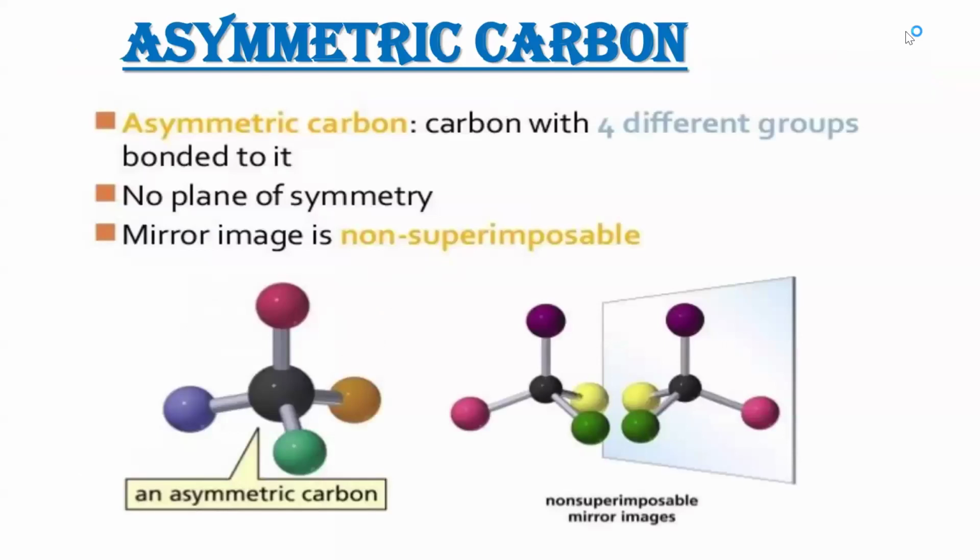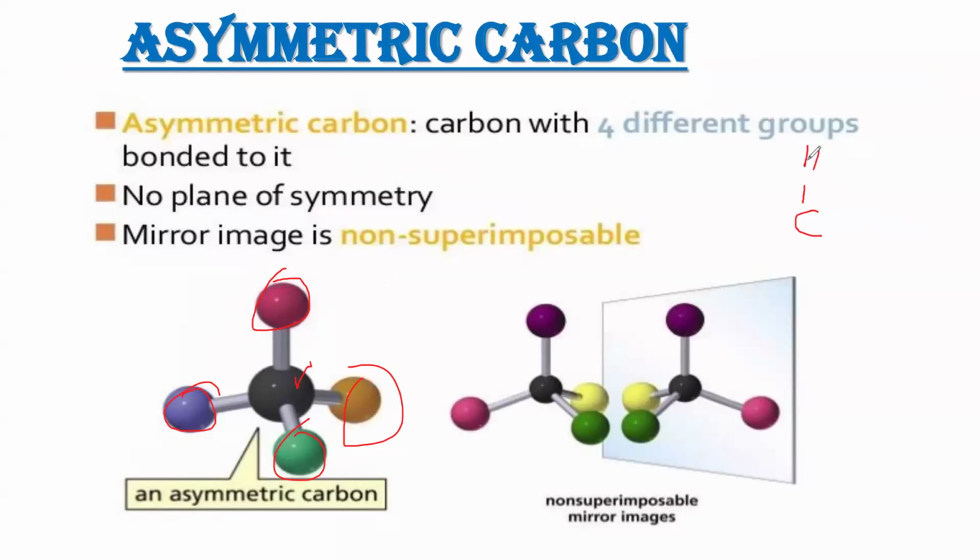So now we are starting with asymmetric carbon. What is asymmetric carbon? Whenever we say asymmetric carbon, it means it's a carbon that has 4 different groups attached to it. Let's assume here is our carbon. From here, you can see that the color here, the color here, the color here, and the color here are all different. That is to tell you that all these groups are different. They are not the same. So asymmetric carbon is a carbon that has 4 different groups attached to it.